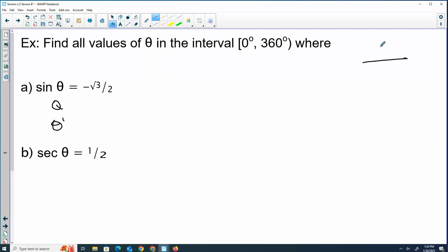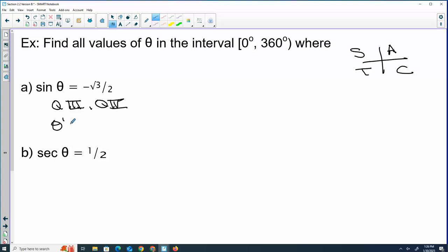Quadrants. If we think about all students take calculus, every trig function is positive twice and negative twice. Sine is positive in which quadrants? 1 and 2. So that means since it's a negative, I will have an answer for quadrant 3 and quadrant 4. So I'm going to get 2 answers out. Sine would be negative radical 3 over 2 twice.